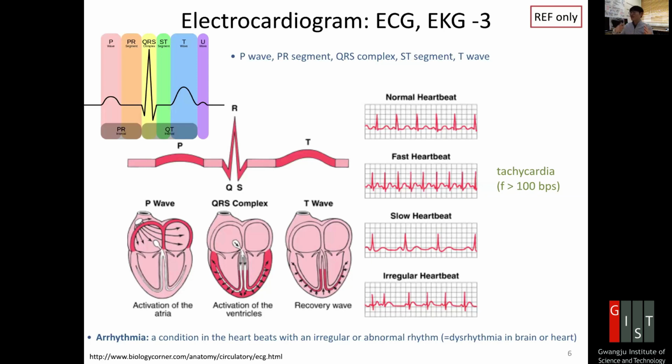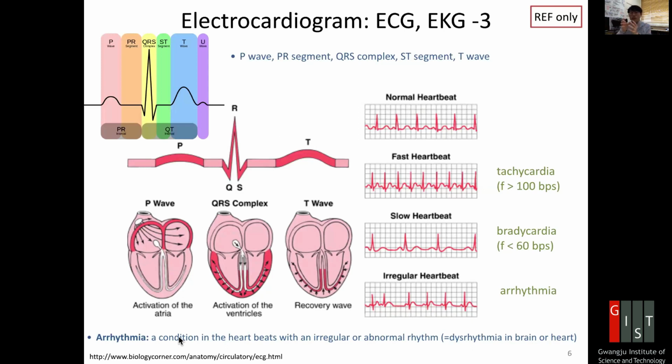Fast heartbeat, we call tachycardia. Tachy in Greek means fast. And slow heartbeat, we call bradycardia. Brady means slow. And irregular heartbeat is a serious condition that we call arrhythmia. So arrhythmia is a condition where the heart beats with an irregular or abnormal rhythm. So arrhythmia is problematic if it becomes serious.